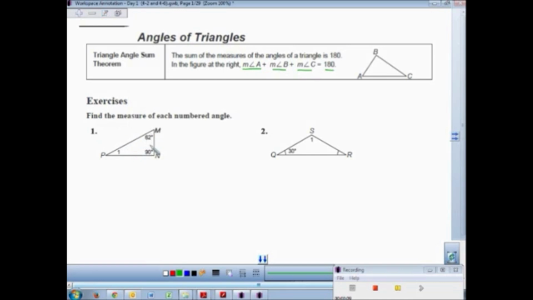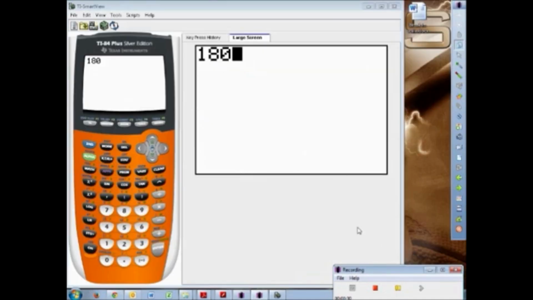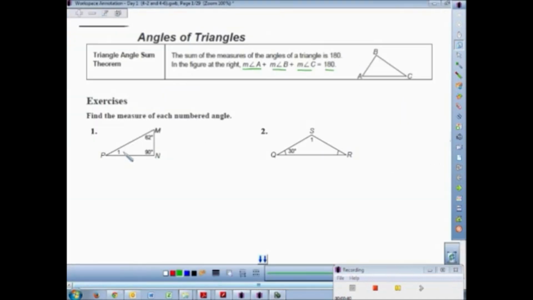So since all these bad boys add up to equal 180 degrees, we're just going to use our calculator and take 180 minus 62 minus 90, and get 28 degrees. So we're going to put it two places. We're going to put it in the picture, and then we're going to come down here and say measure of angle 1 equals 28 degrees. All three angles should add up to be 180.